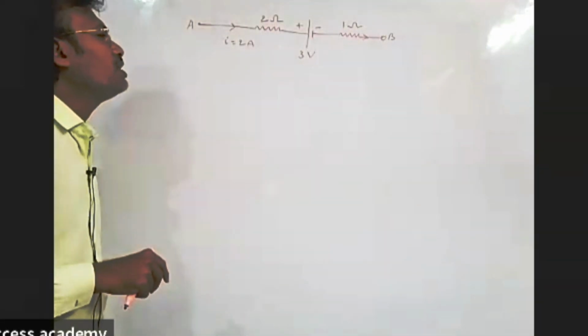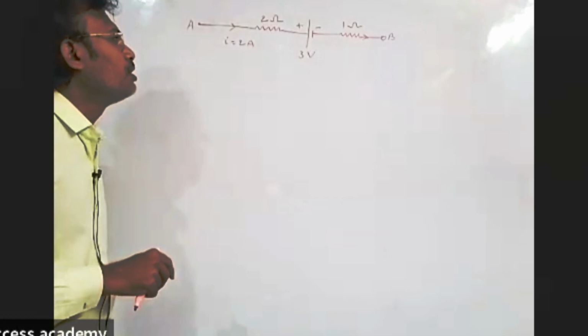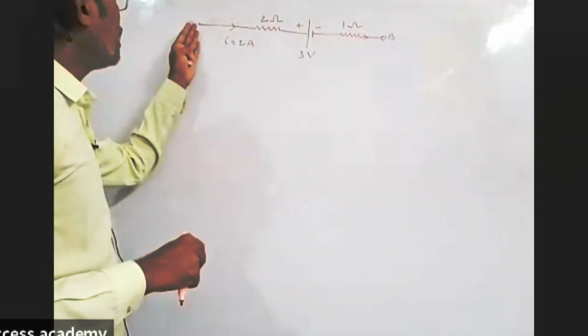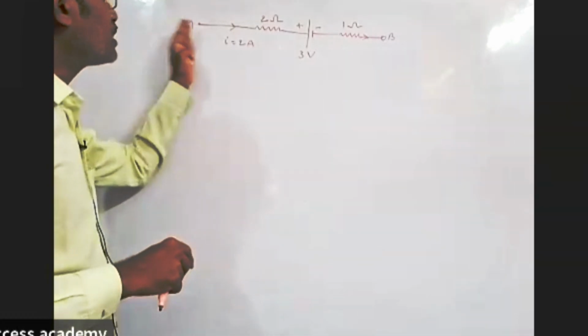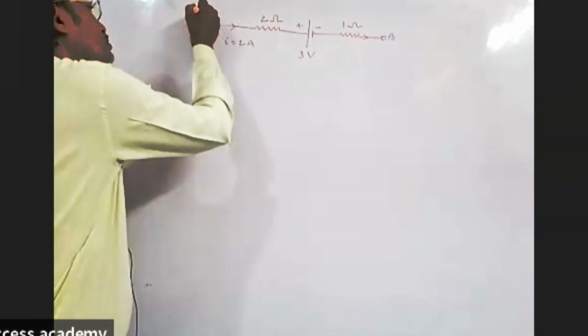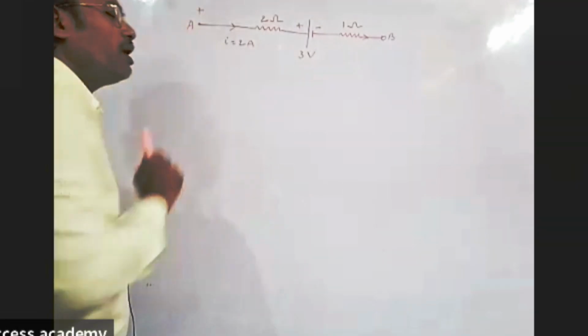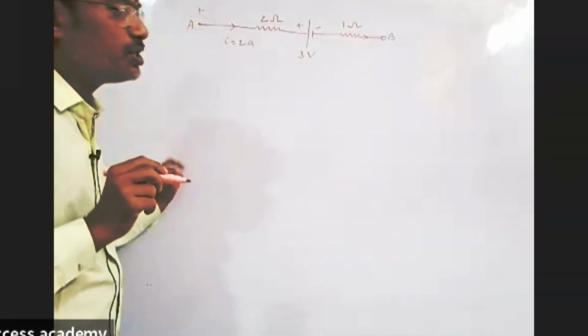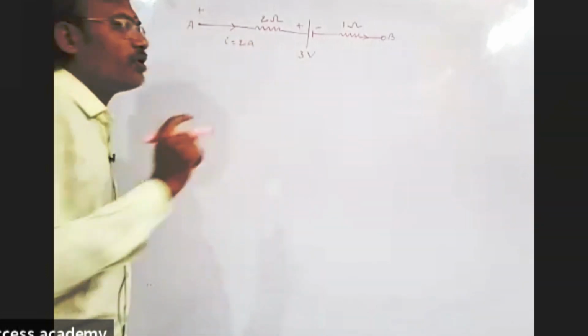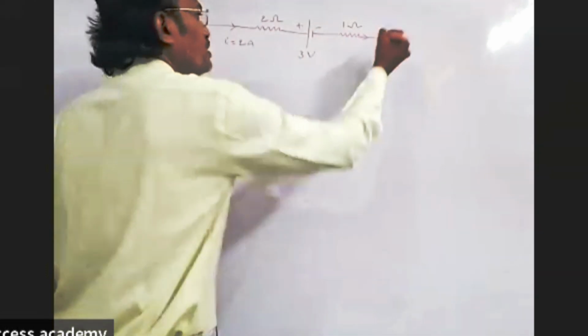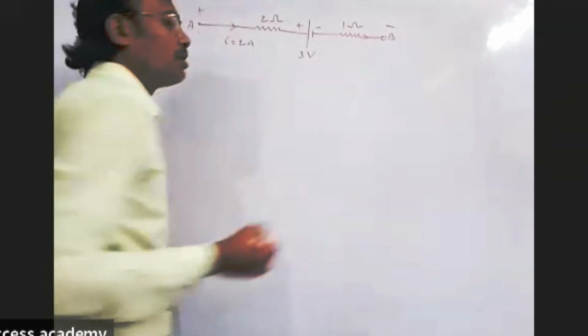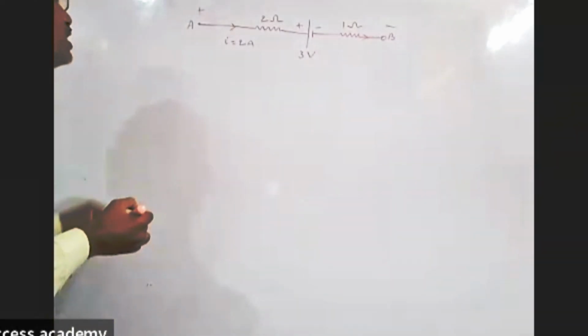This is one question given in a competitive exam, where the current is moving from A, which is at high potential. At B, there is a low potential. Low potential means minus. Okay, see here.